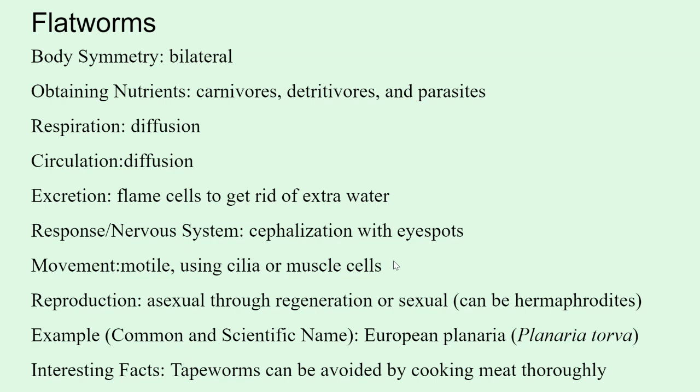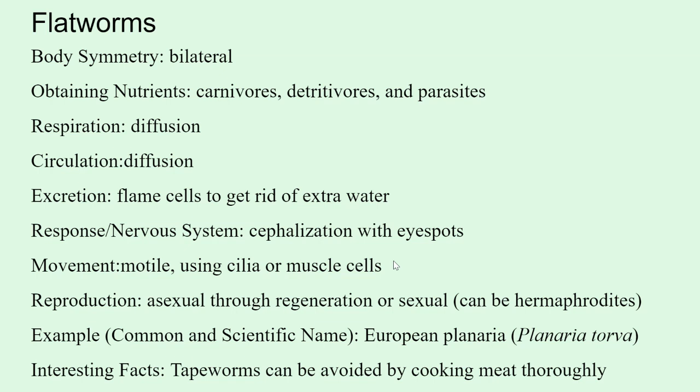Reproduction can be sexual or asexual. So some of them, like the planaria, you can actually split in two and they can regenerate. So that's asexual reproduction. But sexual reproduction is when two have to actually come in contact with each other. And many of them are hermaphrodites, just like snails, which means they have both male and female parts. So they can reproduce pretty easily. An example is a European planaria, and there's a scientific name.